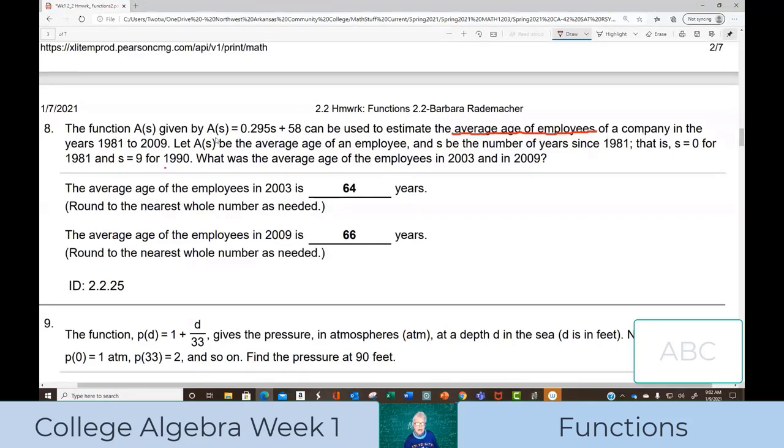The function a of s given by this function right here can be used to calculate the average age of employees between the years 1981 and 2009. Let a of s be the average age of an employee, they already said that, and s be the number of years since 1981. That is s equals 0 for 1981 and s equals 9 for 1990. This is a very common way to calculate time.